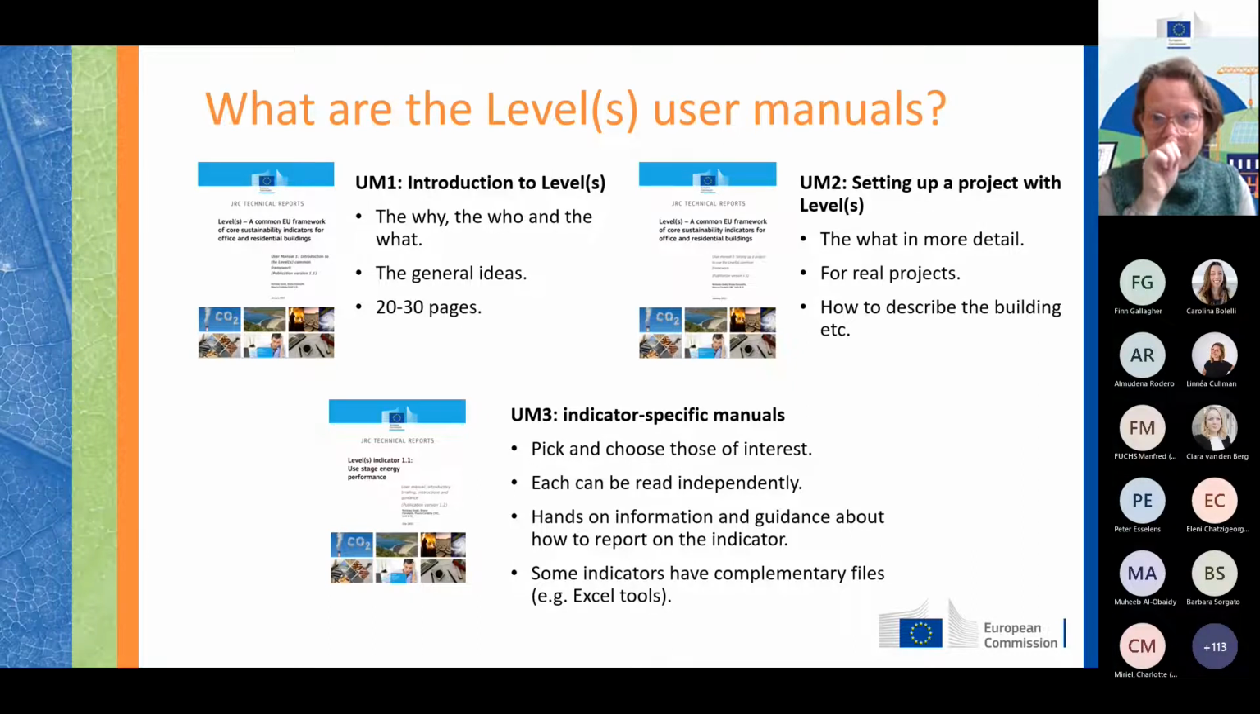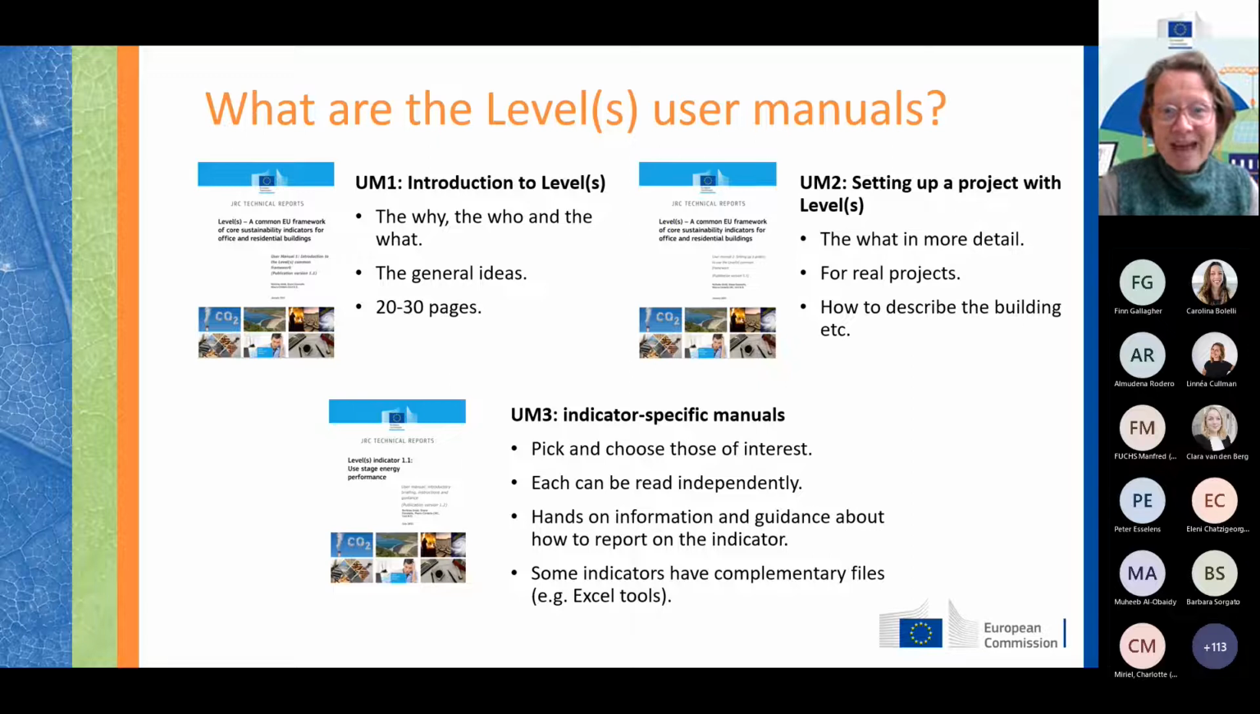The second user manual is also horizontal, of course, but it sets out how you can use levels in real building projects. It explains what you need to do at an early stage to be able to get going, regardless of which indicator you will then work with eventually. And it provides tips on how you describe your particular building project so that you have all the basic information, and that will help you then to also be ready to start working with indicators per se.